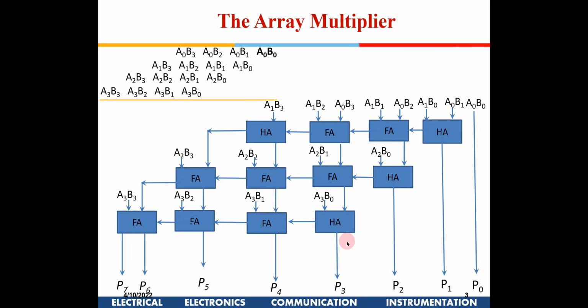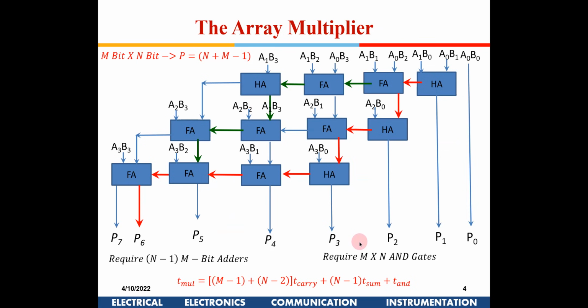Now this structure is not used in practical circuits, because it has certain disadvantages. So that is shown out here. First is what we already discussed: the total number of partial products if you are doing an m bit into n bit multiplication will be n plus m minus 1. Since we did a 4 into 4, it will be 4 plus 4 minus 1, 7 partial products. We have just taken one particular example.